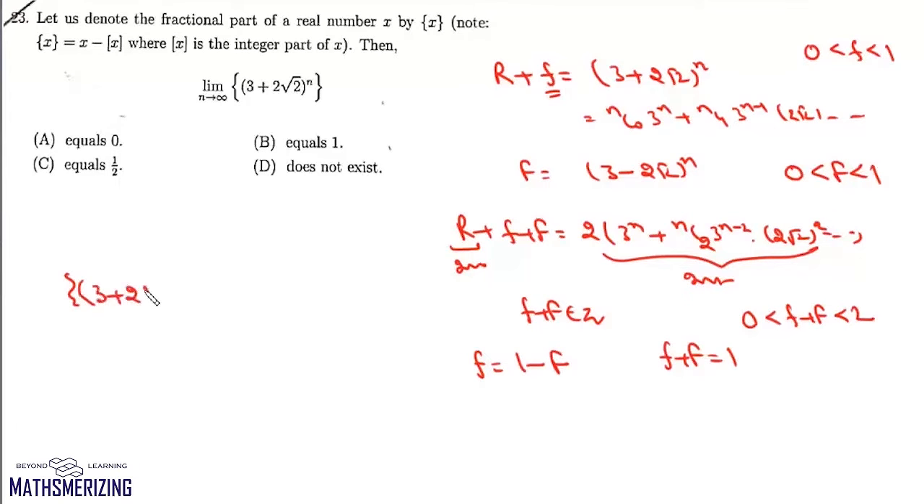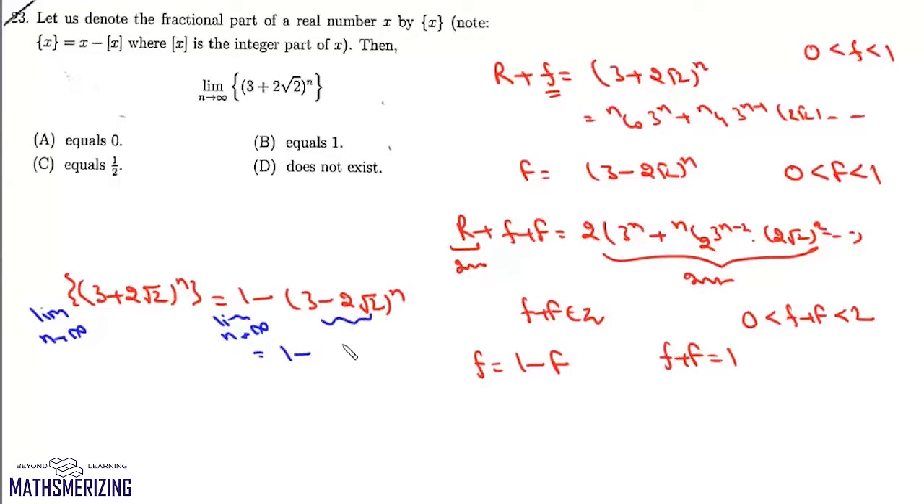Now we'll take this limit, n tends to infinite. Now this is 1, and this value lies between 0 and 1. So a to the power infinite in this case will be simply 0. So the answer to this limit is 1, and that's your option B.